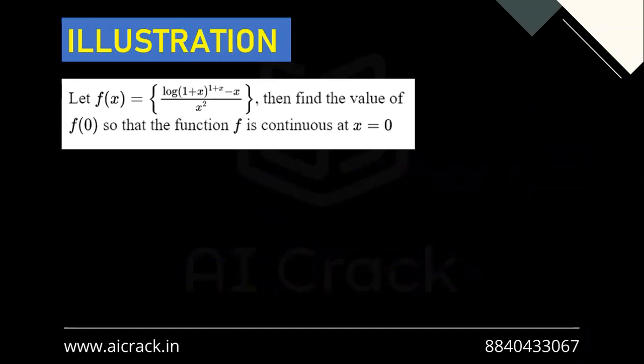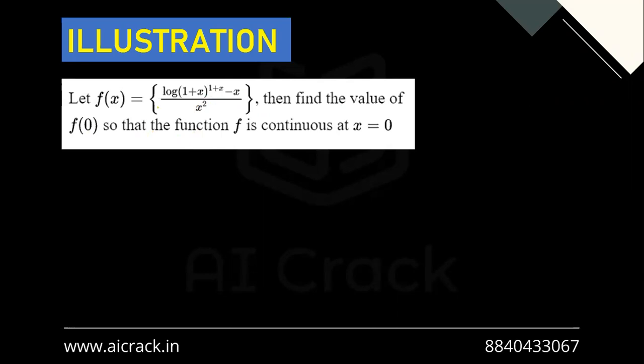Now let's look at one more example. Let f(x) equal to log of (1 plus x) raised to power (1 plus x) minus x, divided by x square. Then find the value of f(0) so that the function is continuous at x equals 0. So basically, we have been given a function and we have to find the value of f(0). Eventually, we have to calculate the limit.